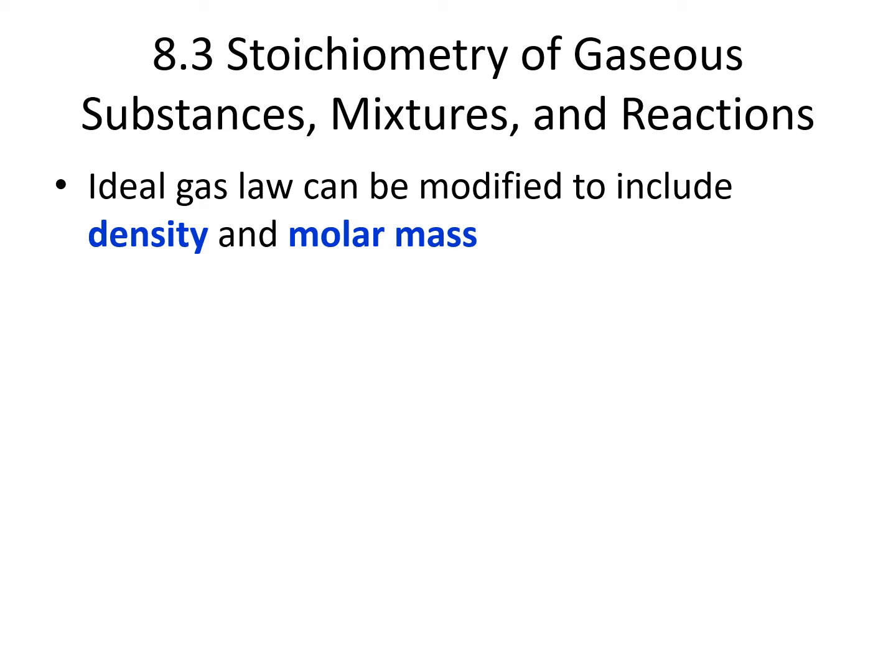We can modify the ideal gas law to include some different variables, like density and molar mass. On this slide, I'm going to show you the proof to go from the original equation, PV equals nRT, to the new form of the equation that includes density and molar mass. We start out with the ideal gas law, PV equals nRT.